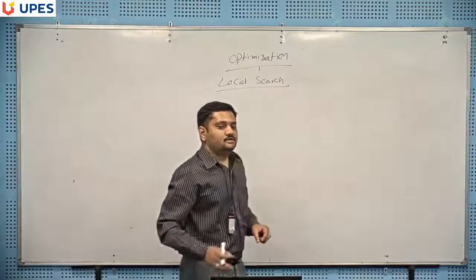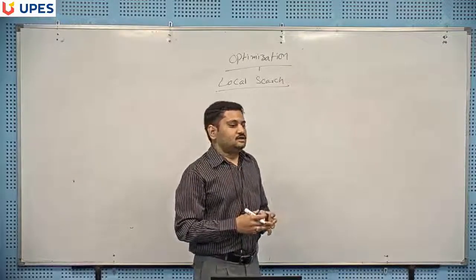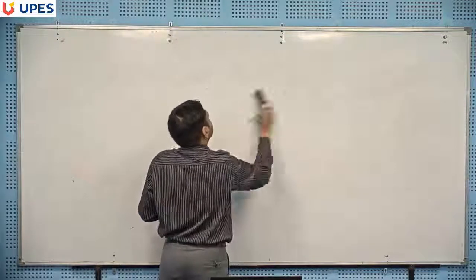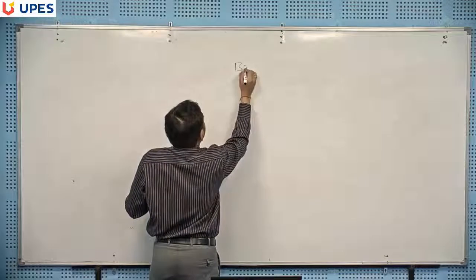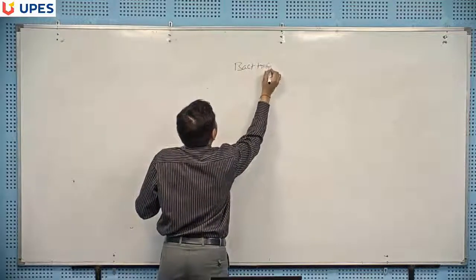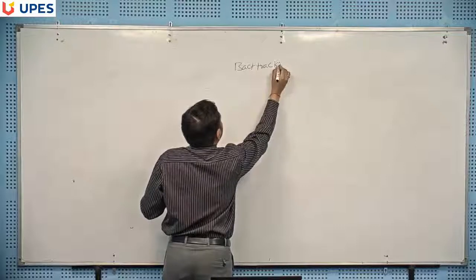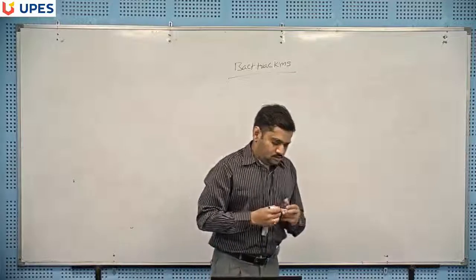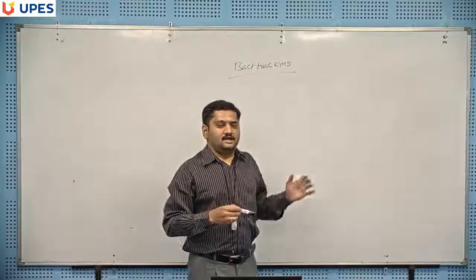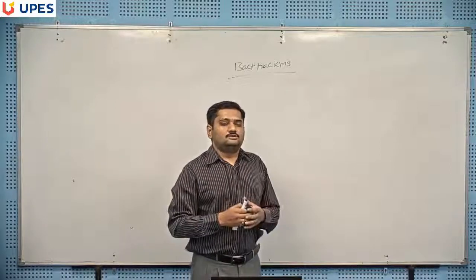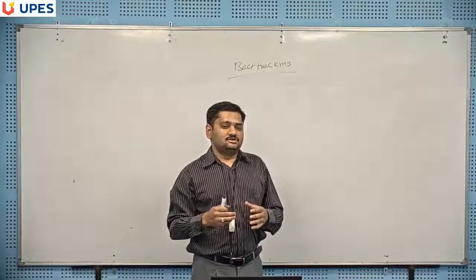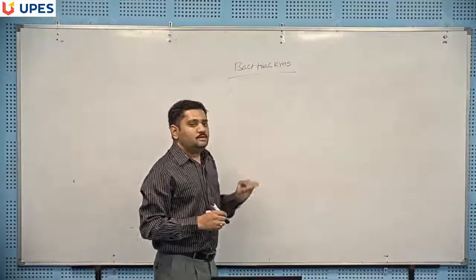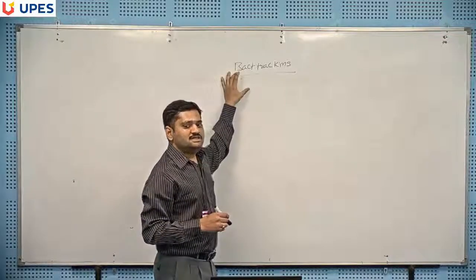Now we are entering into another topic of today's lecture, that is backtracking. As we discussed earlier, to solve optimization problems, we need various classes of algorithms. So, one of the algorithms to solve the optimization problem is the backtracking type of strategy.